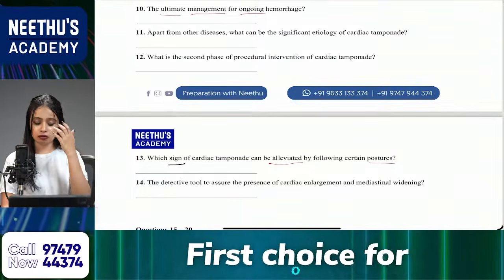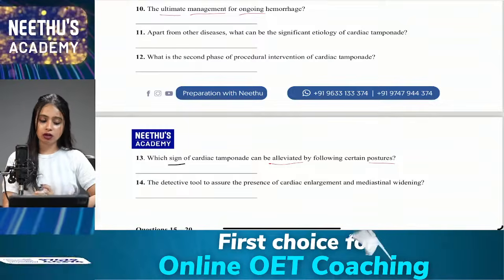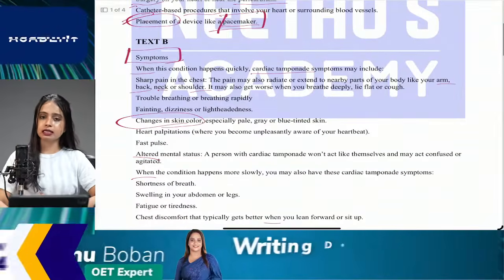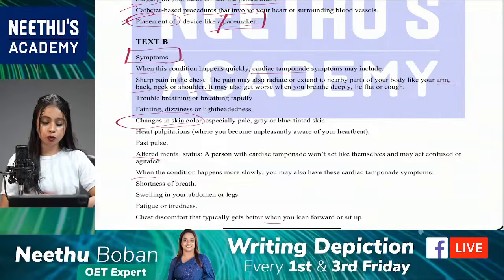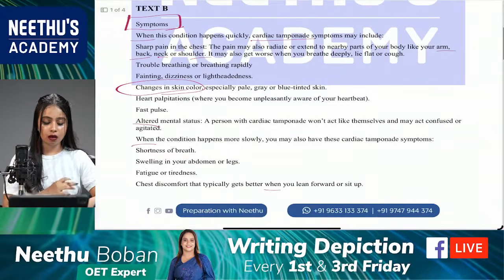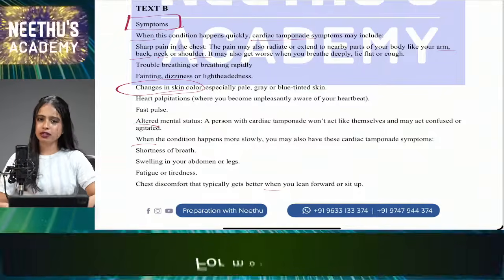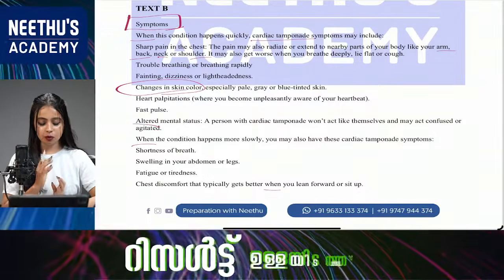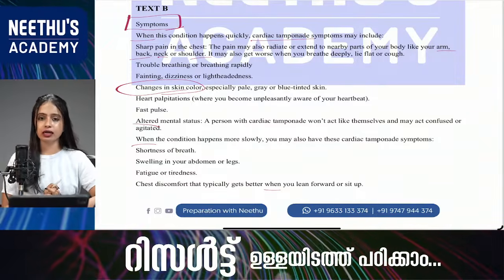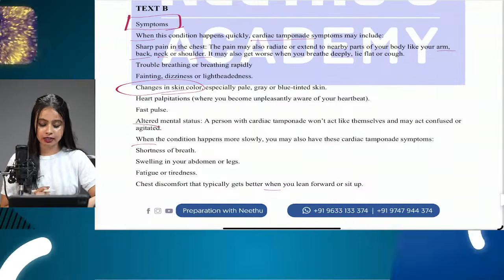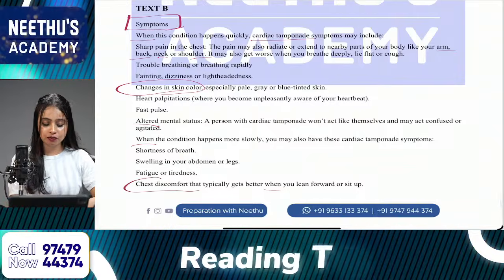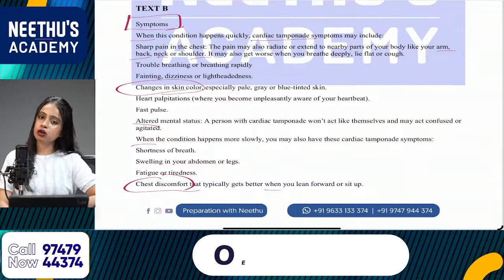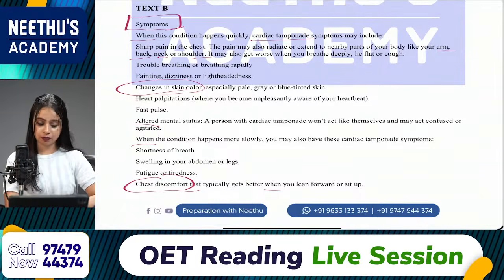Which sign? The sign they're asking about, of course, is from text B, the signs and symptoms. So what is the correct answer here? Which sign? Any idea? Okay, Riba, try to answer this one. What is your answer? Which sign is indicated? Very good. Okay, chest discomfort. That should be the correct answer. Chest discomfort that typically gets better when you lean forward or sit up. So the answer should be chest discomfort.